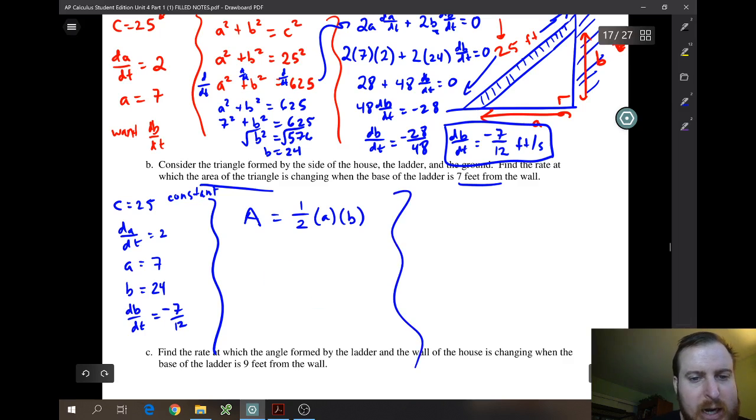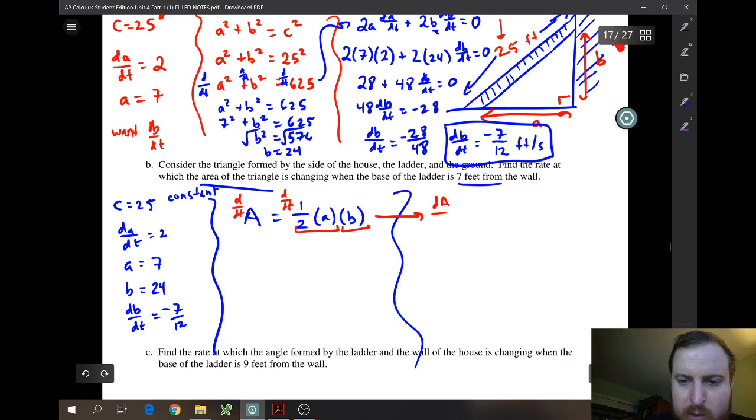Now remember, we cannot plug in a or b yet. The reason we can't plug them in is a and b are not constants, they're changing. So we can't plug them in until we've taken the derivative. Once we take the derivative, then you can plug them in. But first, we need to take the derivative. So when we take the derivative, I have two variables, so I'm going to do product rule.